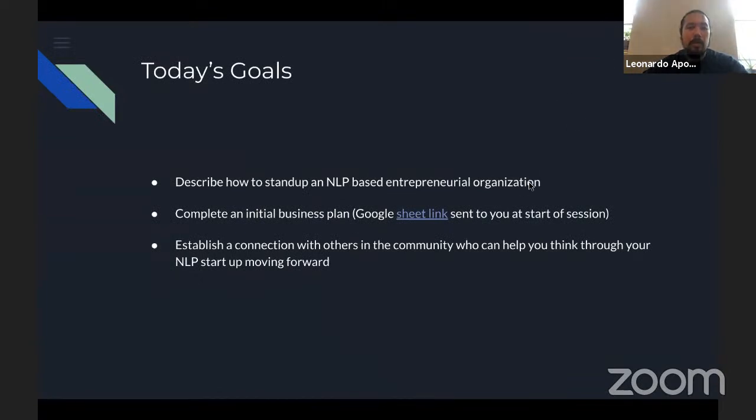Specifically, we'll be going over thinking about how to stand up an entrepreneurial organization centering around NLP, thinking about a business plan. Jose mentioned a Google Sheet, and how can we continue this conversation? How can we support each other? How can we meet others who are interested in this material?